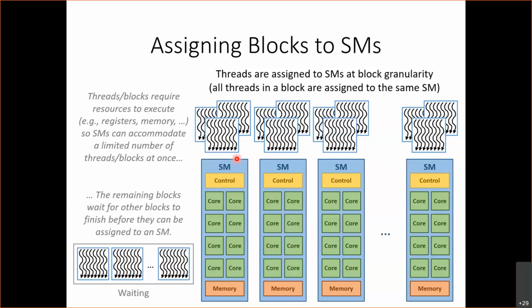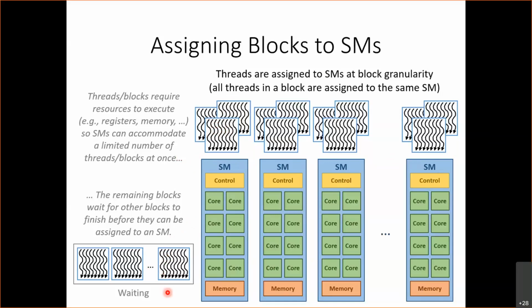So we have thread blocks assigned to SMs. All the threads in a block need to be on the same SM. The SM can support multiple blocks, and a grid can have many more blocks than the number of blocks that can execute simultaneously on the entire GPU. If we have more blocks, these blocks will wait until one block is done so that they can come and execute in its place. Any questions?